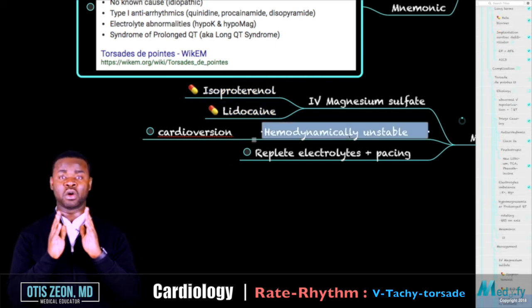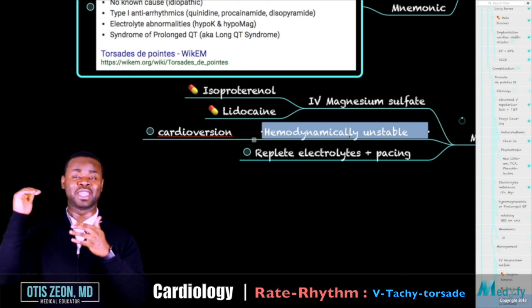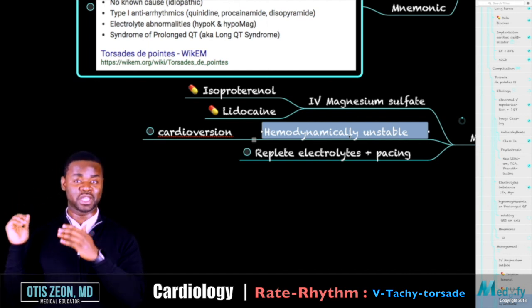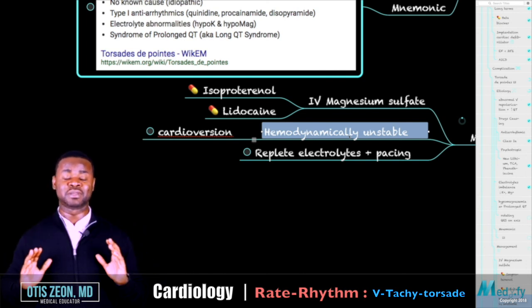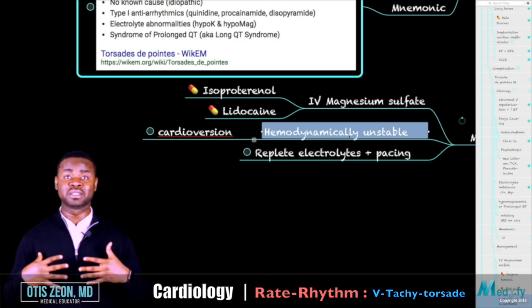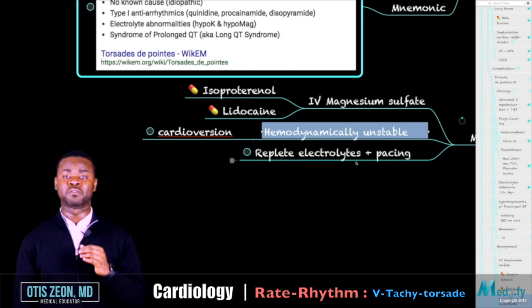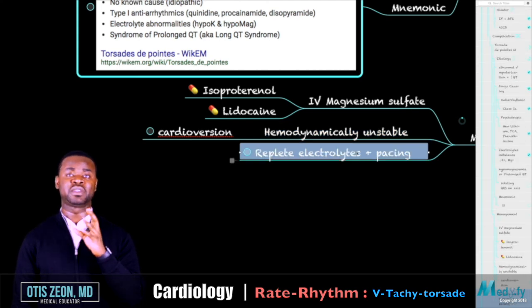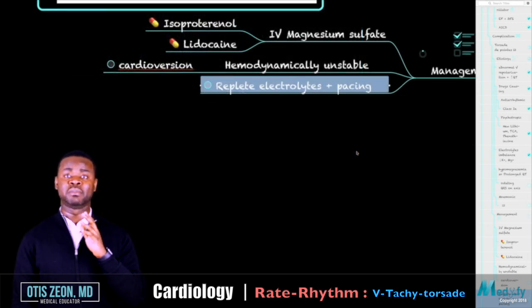If we remember, we said that all individuals who are unstable must be stabilized first before you do anything else. And stability revolves around you doing your ABCs, making sure the airway and the breathing and the circulation, all those are checked before you do any other modalities. In the case of the cardiovascular system, any individual who is hemodynamically unstable with cardiovascular complaints, you have to cardiovert them. That's one of the major ways to stabilize them. And then, of course, in most of these individuals, you have to replete their electrolytes, the potassium, the magnesium, and you may consider giving them cardiac pacing.